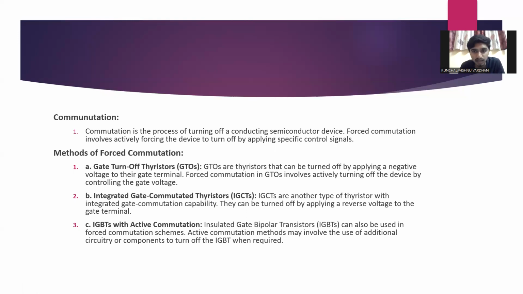GTOs are thyristors that can be turned off by applying a negative voltage to their gate terminal. Forced commutation in GTOs involves actively turning off the device by controlling the gate voltage. IGCTs are another type of thyristor with integrated gate commutation capability. They can be turned off by applying a reverse voltage to the gate terminals. Insulated gate bipolar transistors can also be used in forced commutation schemes. Active commutation methods may involve the use of additional circuitry or components to turn off the IGBT when required.